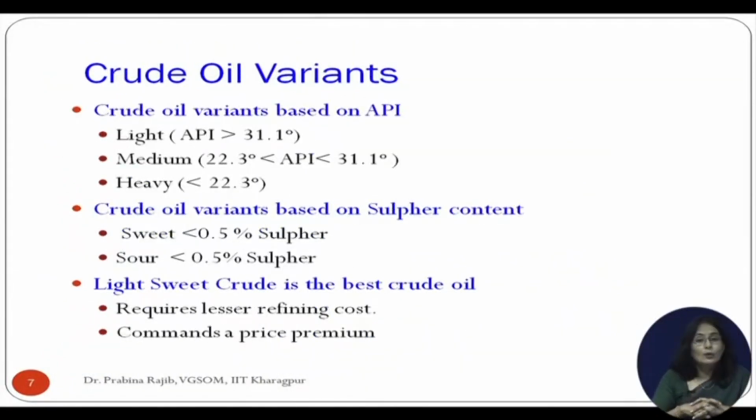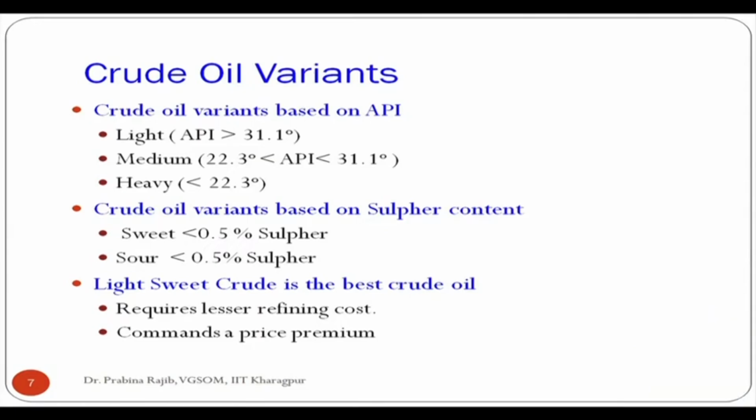So this particular slide shows the crude oil variants based on the API. When we talk about a light crude oil, this variety should have an API measure greater than 31.1 degrees. Similarly, medium crude oil will be 22.3 degrees to 31.1 degrees, and heavy crude oil is less than 22.3 degrees.